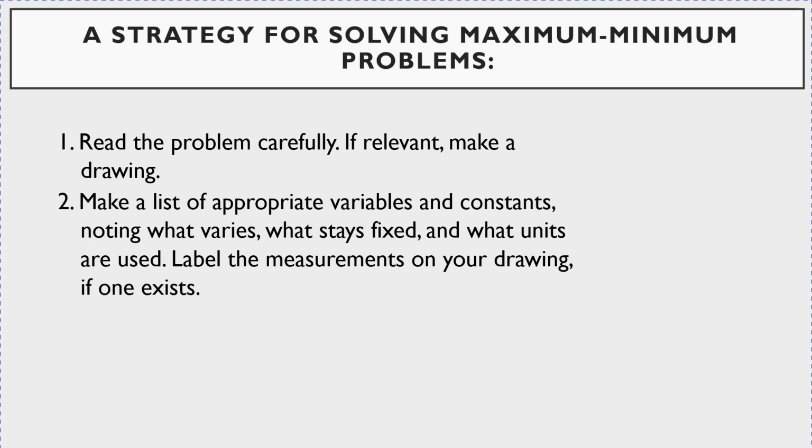Next, you're going to make a list of appropriate variables and constants, noting what varies, what stays fixed, and what units are used. You're going to label the measurements on your drawing if one exists. So again, this is just reading it carefully and then writing down every single thing you're given. The more information you can glean from the initial problem, the easier it'll be.